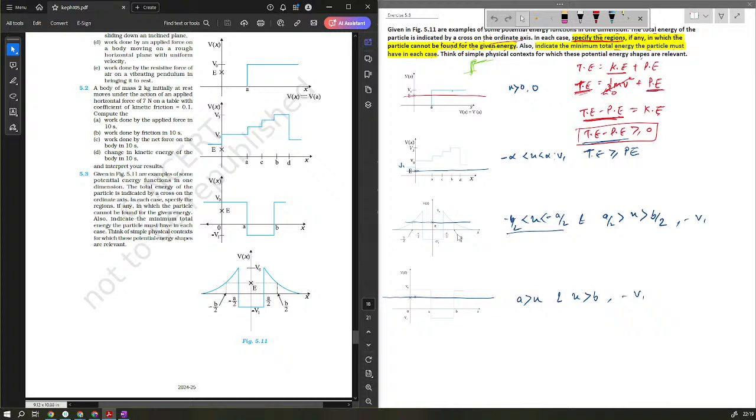And in the third case, we can see that the potential energy is less than the total energy in some regions, like from minus infinity to minus b by 2, and from minus a by 2 to plus a by 2. So in these regions we can say that the particle can be found. Here the concept is that total energy is equal to kinetic energy plus potential energy. So whenever we are asked about a certain situation, we will consider this while answering the question.